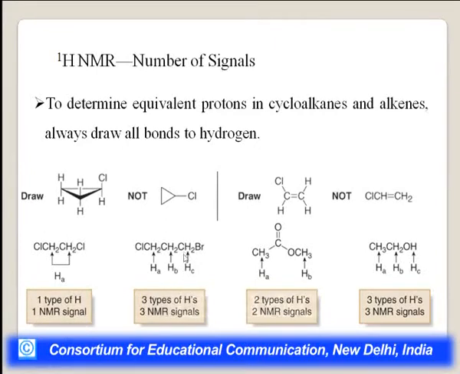Here you can see 1, 2, 3, three types of protons, so 3 NMR signals will be obtained. Here 2 types of protons are there, so 2 NMR signals will be obtained. Here 3 types of protons, so 3 NMR signals will be obtained. So we can say that equivalent protons will give you only one signal, and it depends on the adjacent environment.